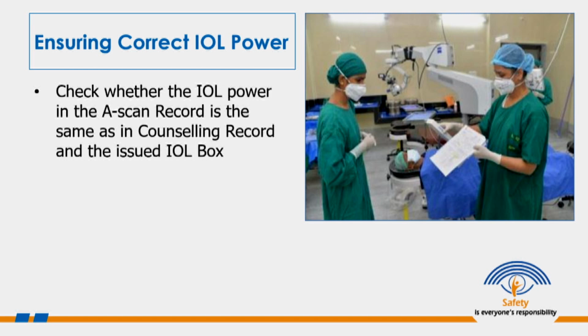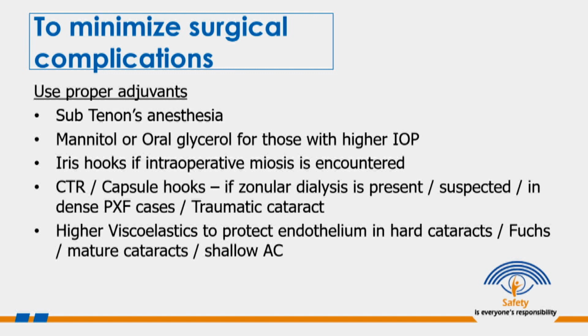And again, the correct intraocular lens power and the design. Before you start the surgery, it is important that the nurse and also the doctor look at the A-scan card and the preoperative record, which reflects the EMR, and the lens that has been brought into the operating room, whether they are all the same. It becomes very, very important. That is how you ensure the correct IOL power.